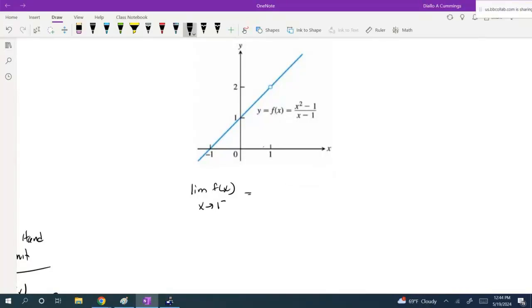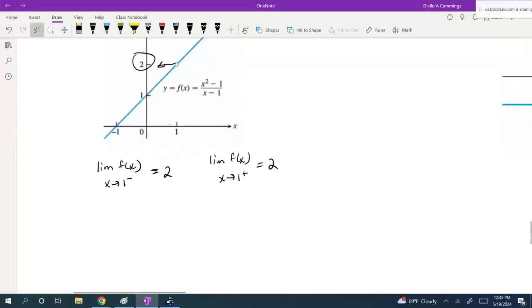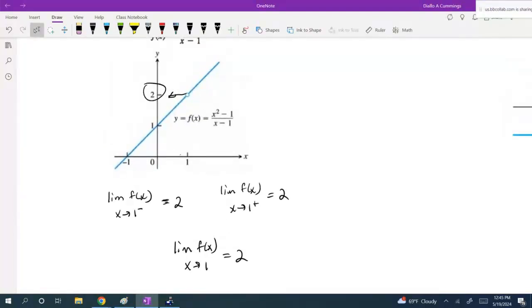So notice the left-hand limit is 2. Now if we find the right-hand limit, notice that that limit is also 2. So the limit for f of x as x approaches 1 is also 2. Right? So if you're looking at a graph, you must analyze both the left-hand and the right-hand limit.